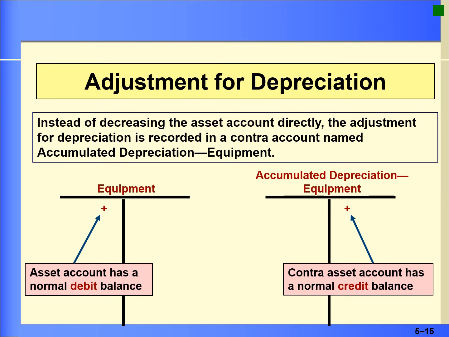So on this slide, they're giving you what the normal balances are. Since accumulated depreciation is a new account, notice the equipment is an asset. Notice that's a debit balance. But because this is a contra asset, the accumulated depreciation is going to have a balance on the credit side, which, like I just showed you in the previous slide, is going to reduce your assets.